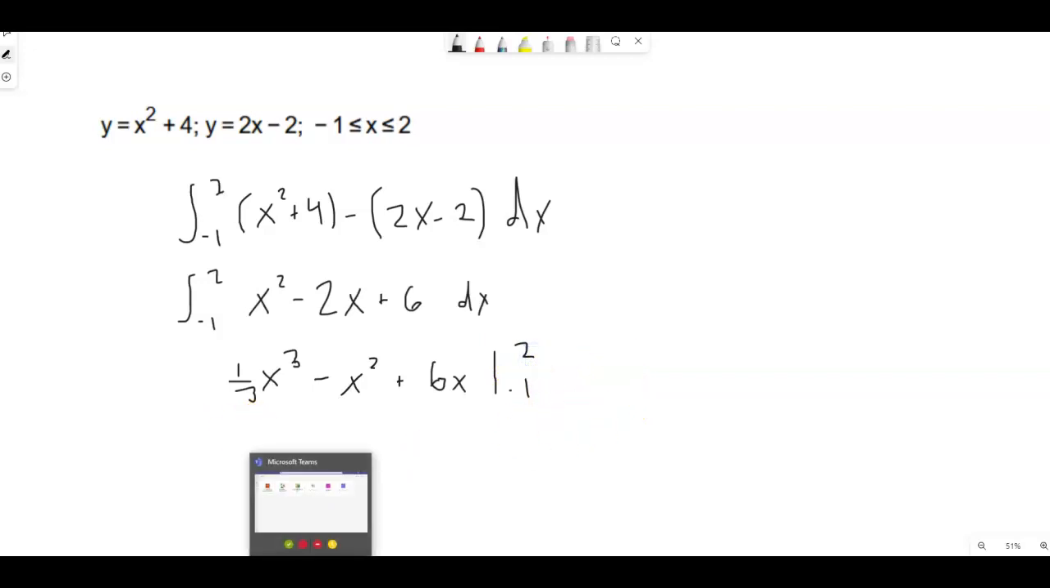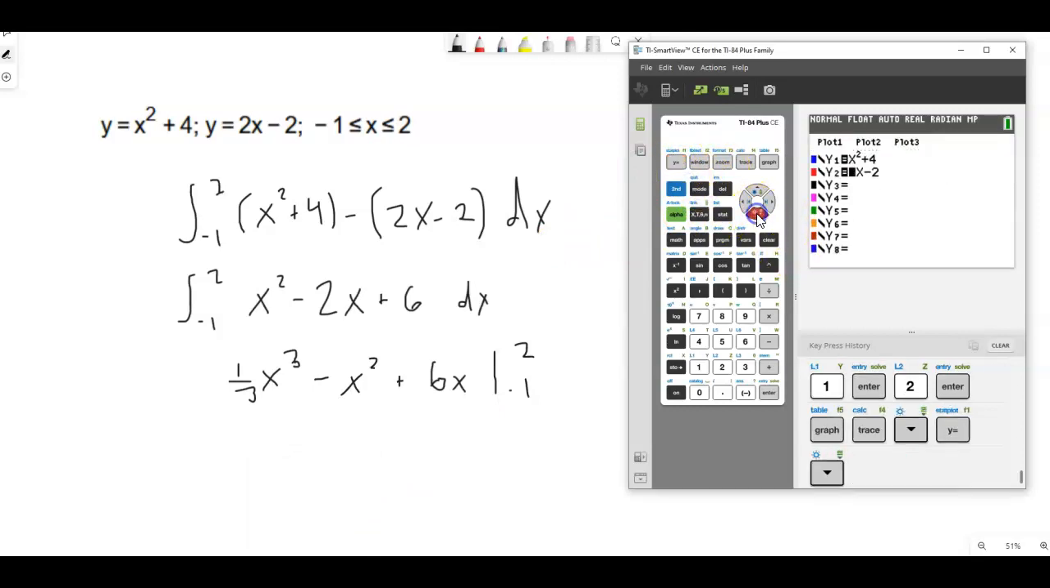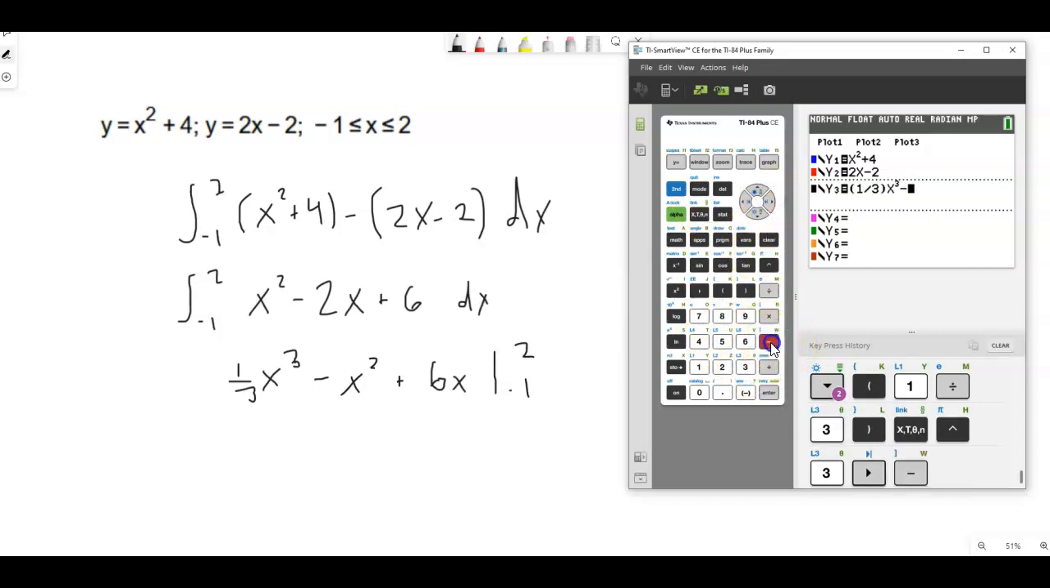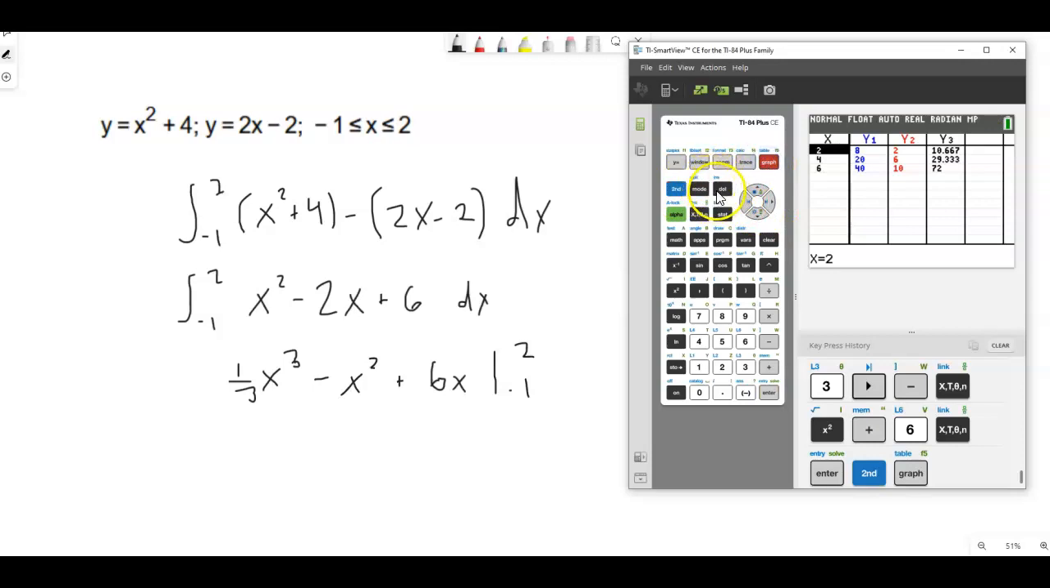Let's go ahead and actually use our calculator for this. I'm going to go back to my y equals, and I can leave those two functions in and just put this last one here. That's 1/3 x cubed minus x squared plus 6x. Enter. Then I'll go to my second graph, which is my table, delete what's already in there, and evaluate it at 2 and -1.